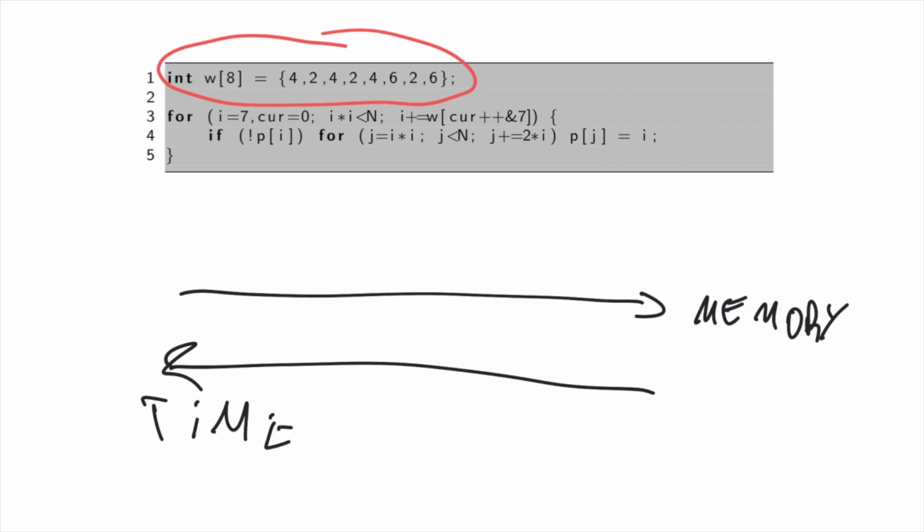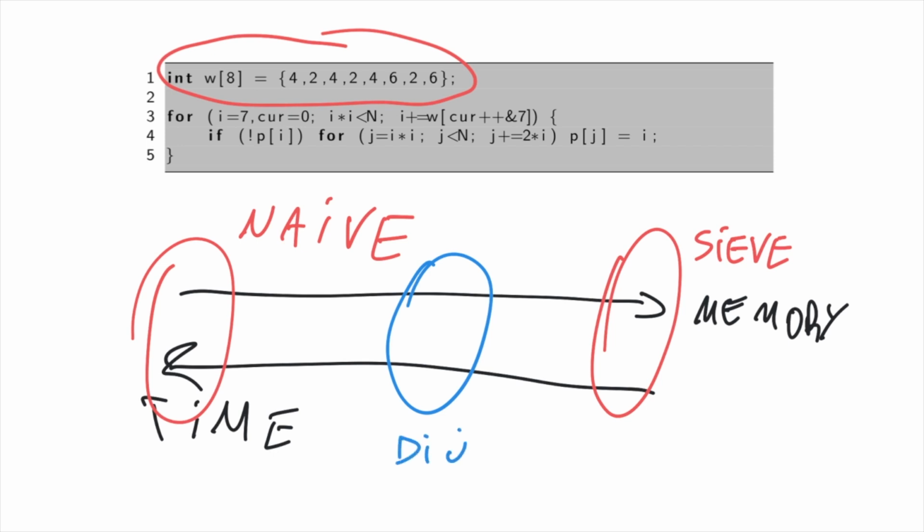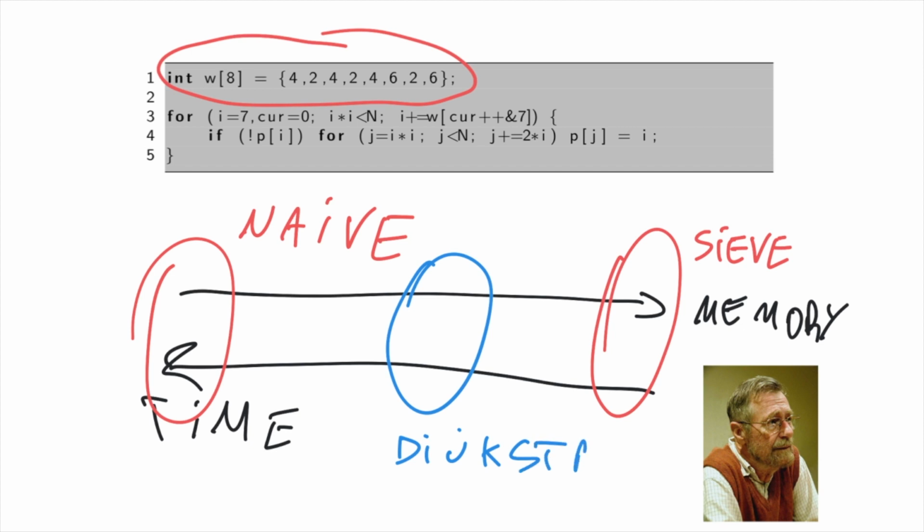Okay, so the sieve trades off for memory, and it's very fast, but it uses a lot of memory. So here is the sieve. Our naive algorithm was much slower, but only used the memory required to store the primes. And you can ask yourself, is there anything in between? This is a fun question that was asked by Dijkstra, who you may know for other reasons, but let's see the answer to this question.